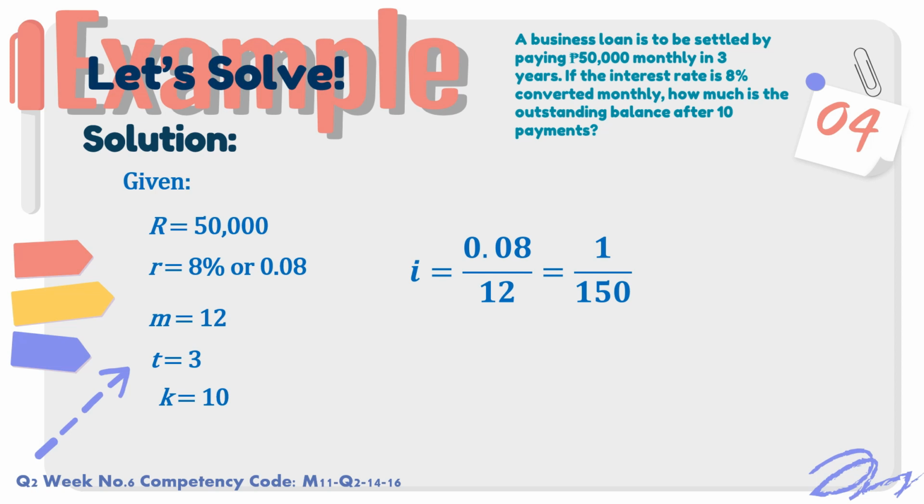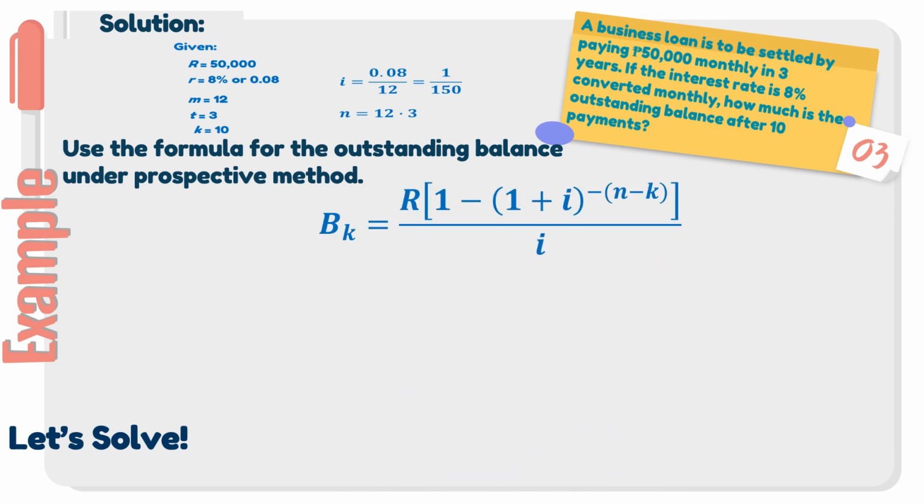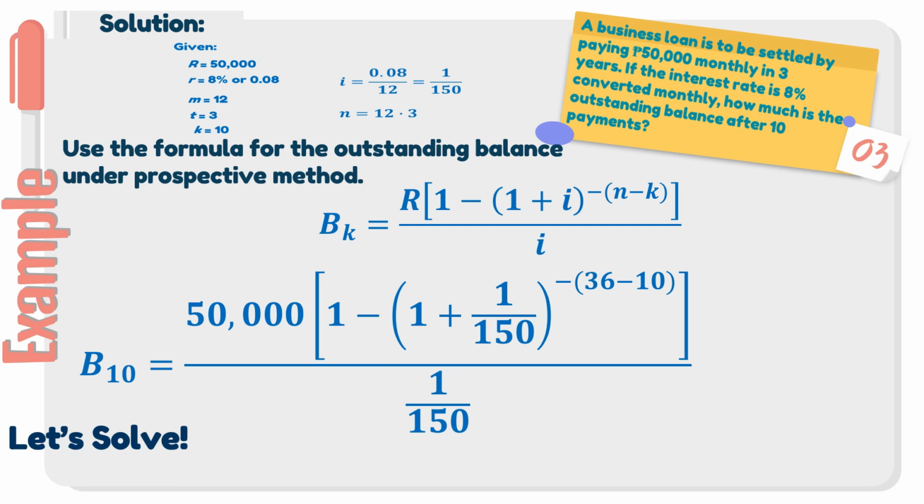That is equal to 1 over 150. And N is equal to M times T, and that is equal to 12 times 3 equals 36. We will use the formula for the outstanding balance under prospective method. That is B sub K is equal to R times 1 minus the quantity of 1 plus I raised to negative the quantity of N minus K all over I. Substituting the given to this equation, we will be having this equation.